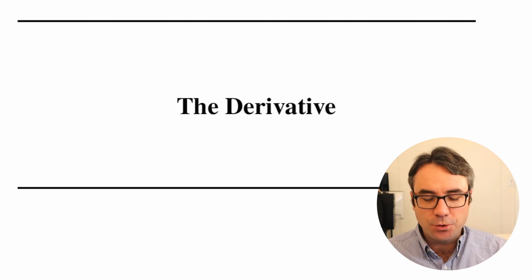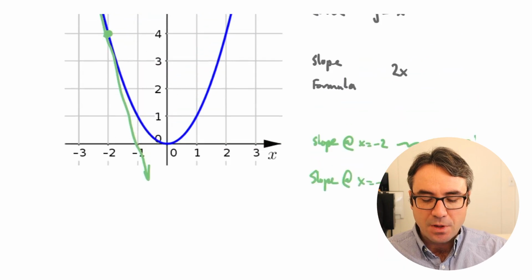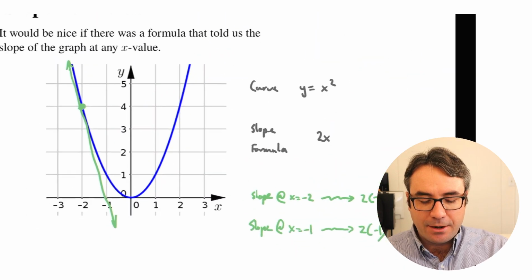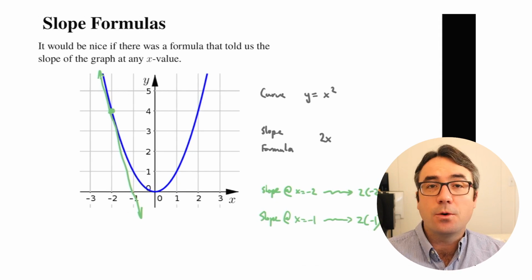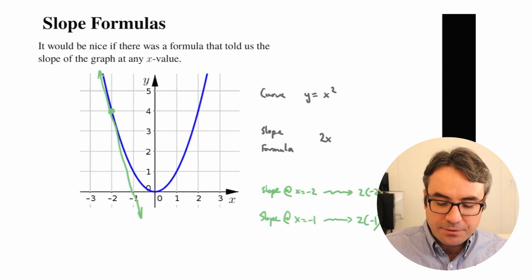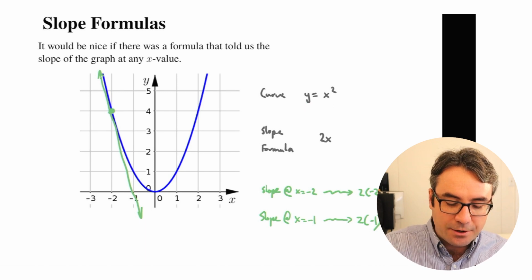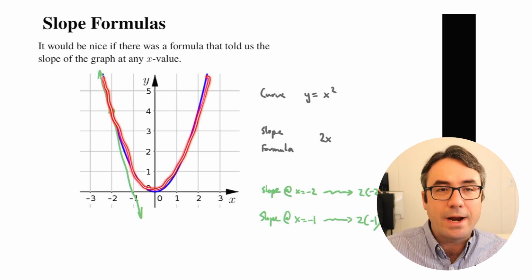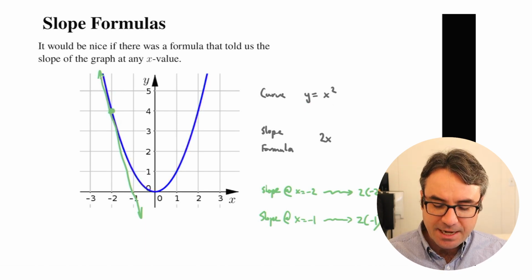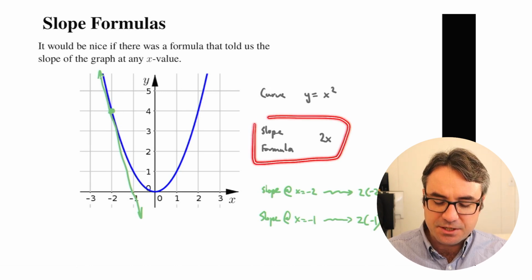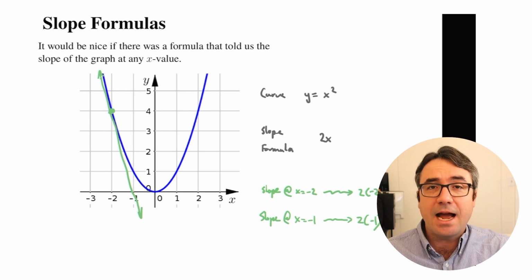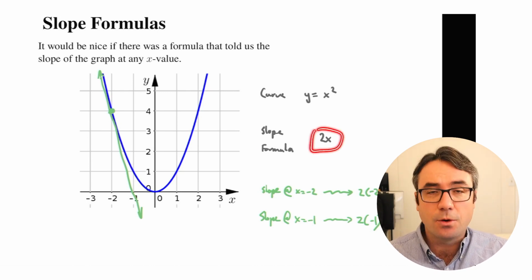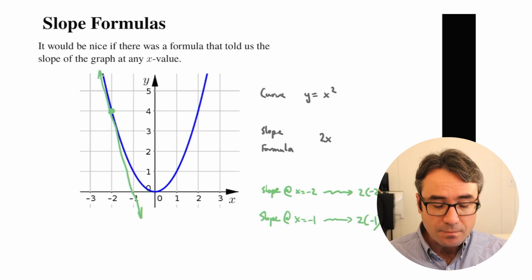Before we get into it, let's recall where we left off last time. At the end of last class, we were talking about the idea of having a slope formula. We were looking at the curve y equals x squared, just our nice parabola here. And we said, wouldn't it be nice if there was a slope formula, and we said it was just 2x. I didn't say how we got that, but I said the slope formula here was 2x.